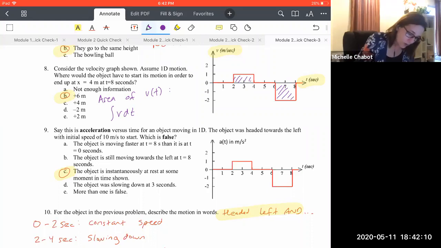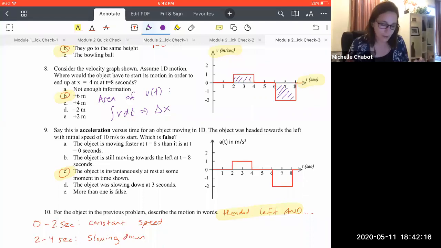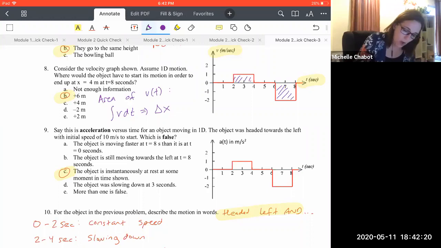And the integral of v dt is going to give you your displacement, delta x. So in this graph, the area gives me my displacement. So all I have to do is say, okay, here my area would go from 2 to 4, so that'd be 2 times 1. That would be plus 2 meters. And then this area for the negative portion, this area would be 2 times negative 2, so minus 4 meters.